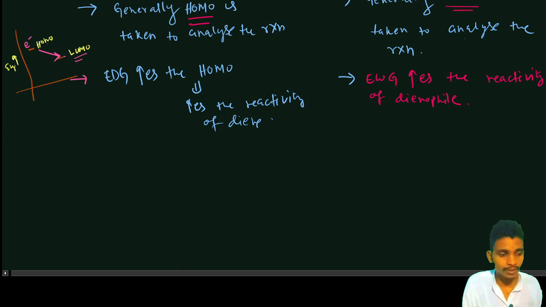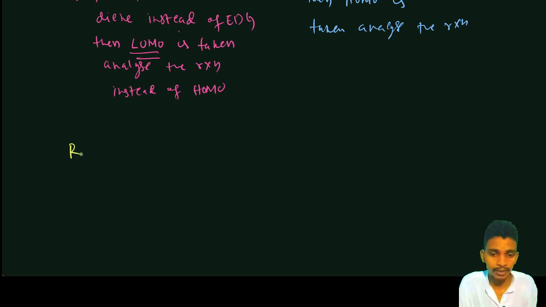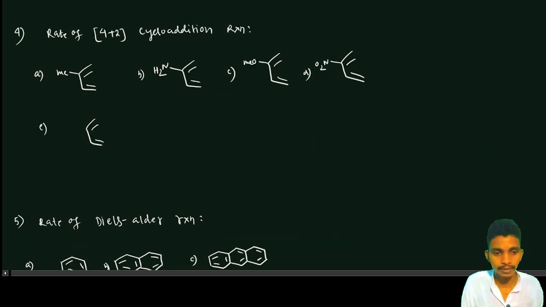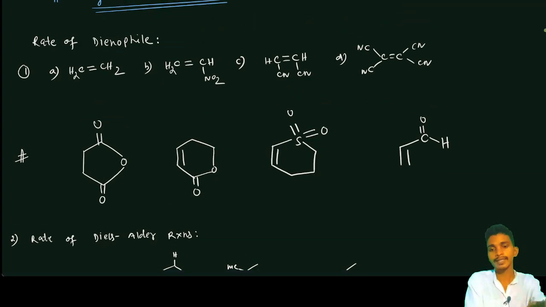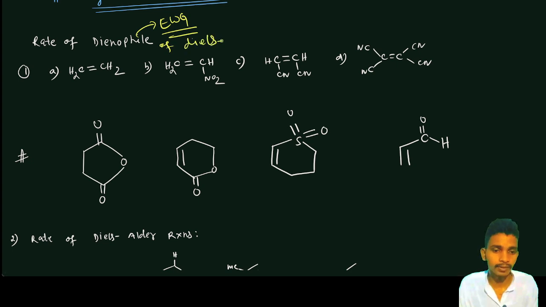Now the question is the rate of dienes and dienophiles. If you take the rate for dienes and dienophiles, I think it will be more clear if we discuss it with examples. So let's take examples. For cycloaddition reactions, the rate of dienophiles: what I said is that for dienophiles, electron withdrawing groups increase the rate for Diels Alder reactions, or 4+2 cycloaddition reactions.